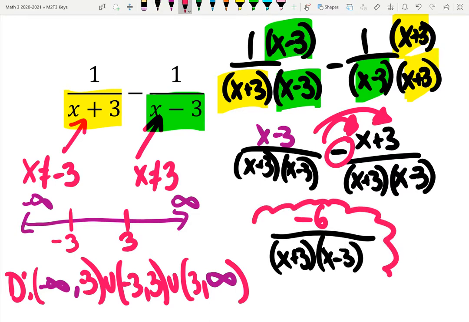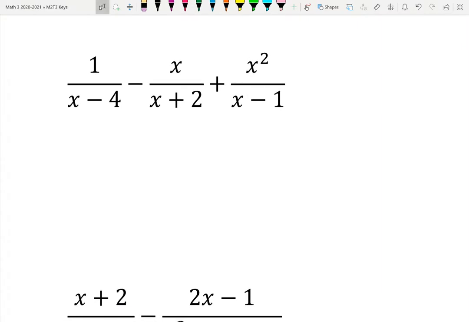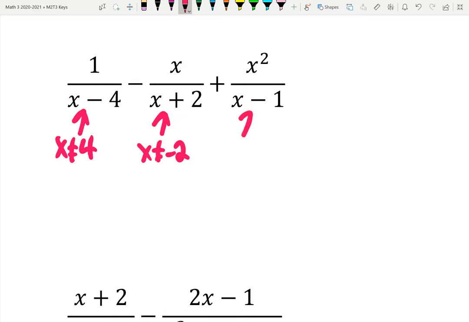We combine two fractions into one. Hooray. Oh my god, it's even more complicated. I have 3 terms. Whatever am I going to do? Well, let's look at our domain restrictions. X cannot be 4. X cannot be negative 2. X cannot be 1.